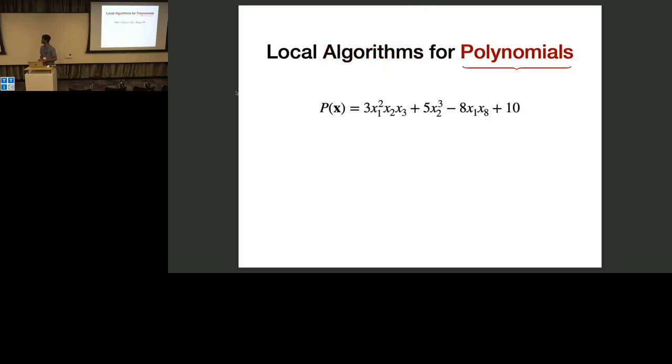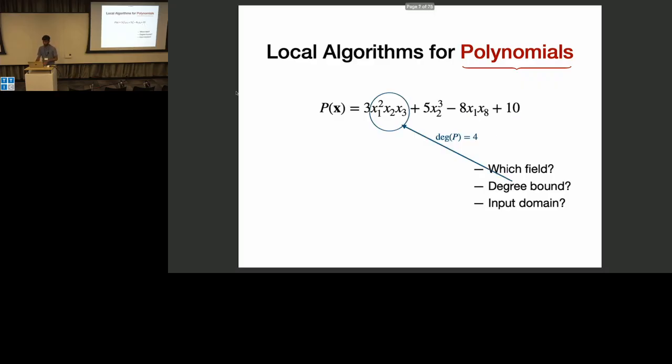And also, what do I mean by polynomials? You can think of these just as multivariate polynomials over some field. But which field do we work with, and what's the bound on degrees for the polynomials? The degree is just the maximum degree of a monomial with a non-zero coefficient. And also, what's the input domain? In particular, if the field is infinite, what's the domain over which we evaluate functions? These are all questions we'll answer as we go through the talk.